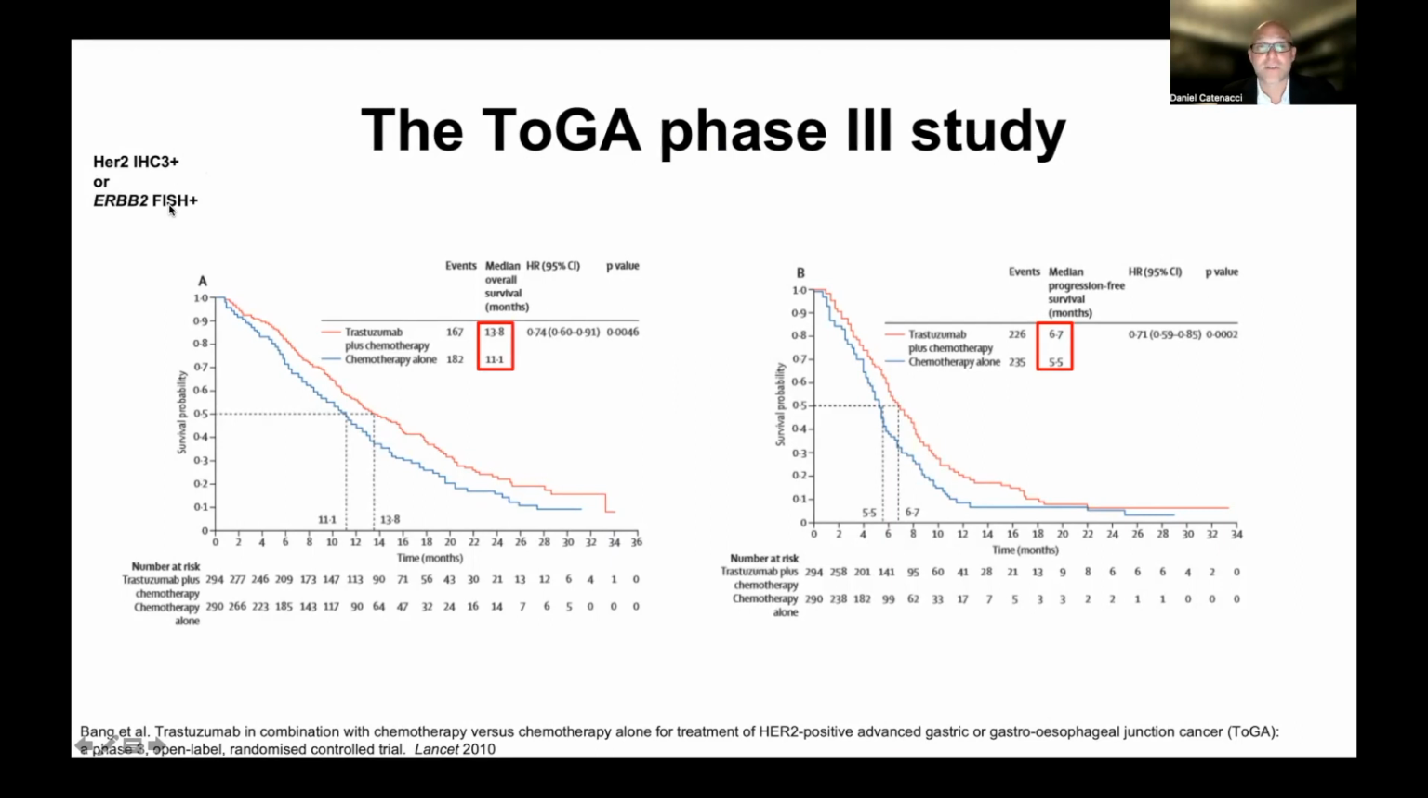This is a little bit different than what we call positive today, partly because of the results of this study, as I'll show you. Regardless, the outcome in all of these patients revealed that patients that got standard chemotherapy, which was cisplatin 5-FU in this study, with trastuzumab, had a longer median overall survival compared to those that got chemotherapy alone. As well, on the right side here, we see the median progression-free survival was higher with the addition of trastuzumab compared to chemotherapy alone.